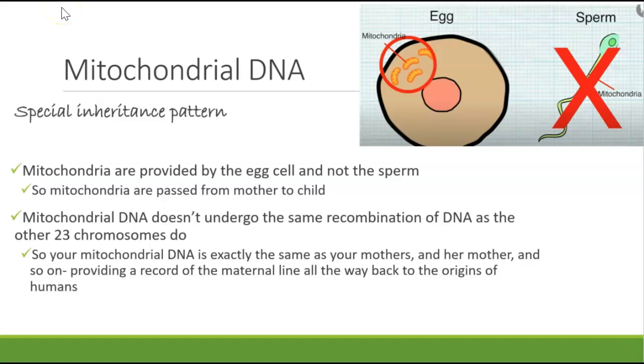Mitochondrial DNA is very interesting in that it is passed from mother to child. So mitochondrial DNA is found in the egg or the ova of the female, but it is not found in the sperm. Mitochondrial DNA doesn't undergo the same recombination of DNA as the other 23 chromosomes do. So the order of the bases in the mitochondrial DNA will stay the same from generation to generation. So your mitochondrial DNA is exactly the same as your mother's and her mother's and so on. This gives a record of the maternal line all the way back to the origin of humans.